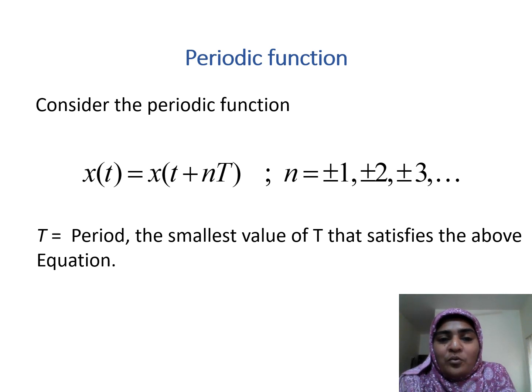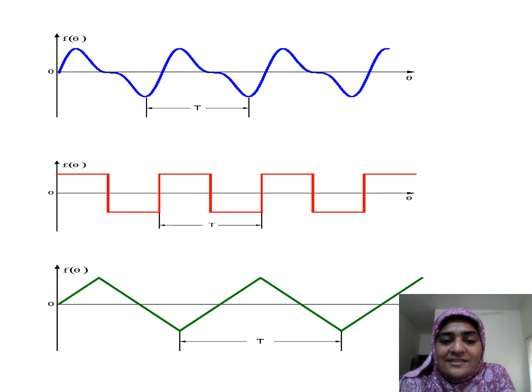Now, we have discussed periodic functions and non-periodic functions in module 1 in detail. So we can recap it. x of t equal to x of t plus nT, where T is the period of the function. So these are a few examples of periodic functions where it satisfies the property x of t equal to x of t plus nT.